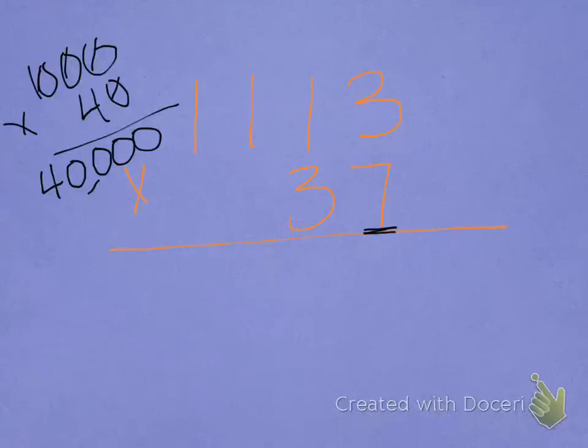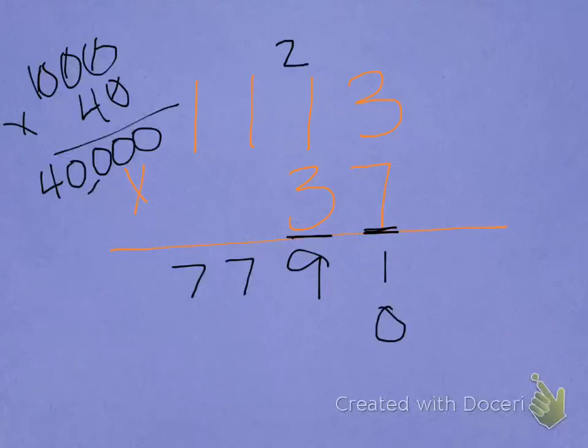So first we're just going to focus on the 7. 7 times 3 is 21. 7 times 1 is 7 plus 2 is 9. 7 times 1 is 7. Now we're going to focus on the tens place. So since it's the tens place, we put our 0. 3 times 3 is 9. 3 times 1 is 3. 3 times 1 is 3. 3 times 3 is 9.